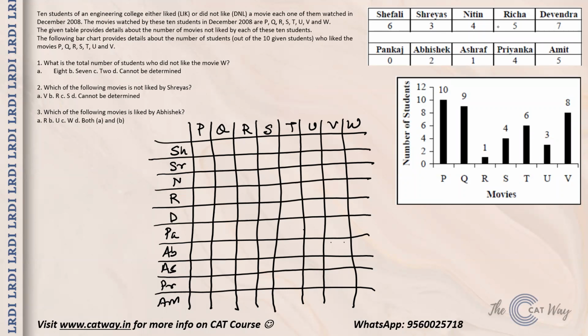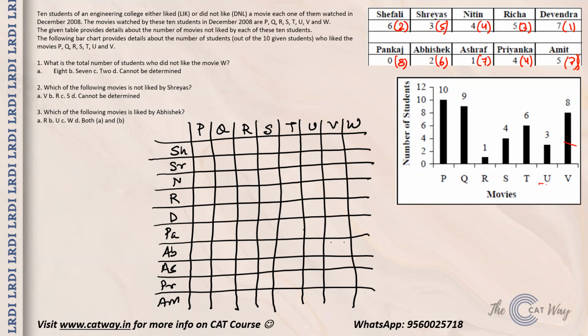The table provides details about the number of movies not liked by each of these 10 students. So if Shifali did not like 6 movies out of the 8 she watched, she liked 2 movies, right? Similarly, Shreyash liked, sorry, not 7, 5 movies. Nitin liked 4 movies. Richa liked 3 movies. Devendra liked 1. Pankaj liked all 8 movies. Abhishek liked 6. Ashraf liked 7. Priyanka liked 4 and Amit liked 3 movies, right? So this is the data that we know.